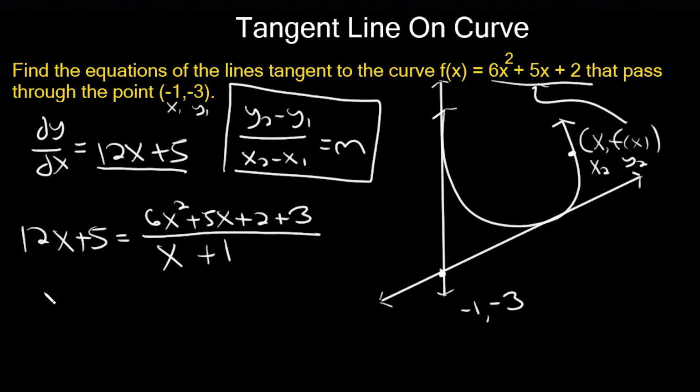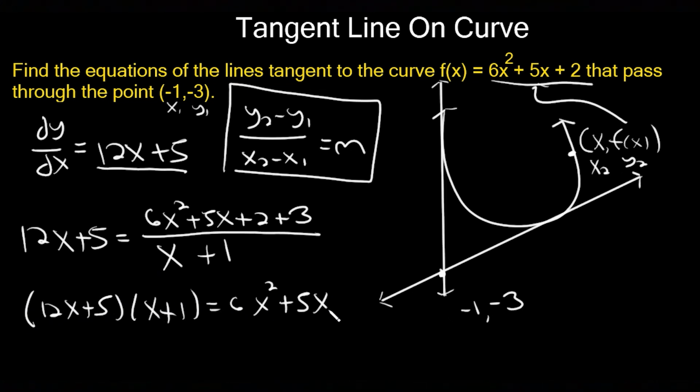So we're going to go ahead and do that, meaning I'm going to have to multiply both sides by x plus 1. So in other words, I'm going to have 12x plus 5 times x plus 1, and then equal to 6x squared plus 5x, and then plus 5, right? Just combining like terms. From here, we have to FOIL this part here. We're going to get 12x squared plus 12x plus 5x, and then plus 5.